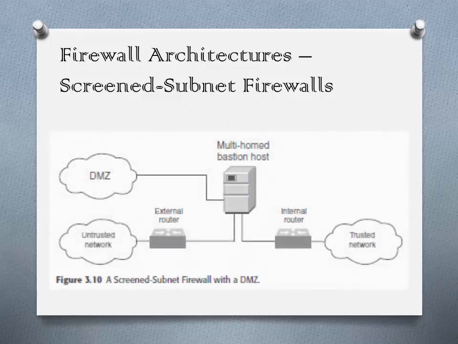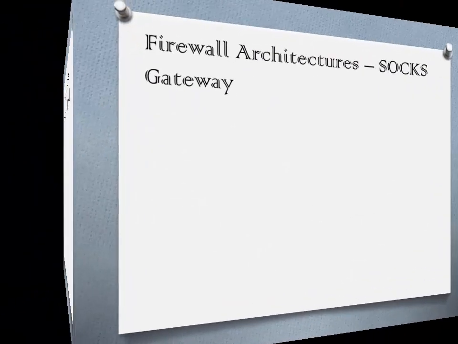The outside router provides protection against external attacks, while the inside router manages the private network access to the DMZ by routing it through the bastion host. This provides more layers of security. However, one issue with this firewall is its complex configuration and maintenance.